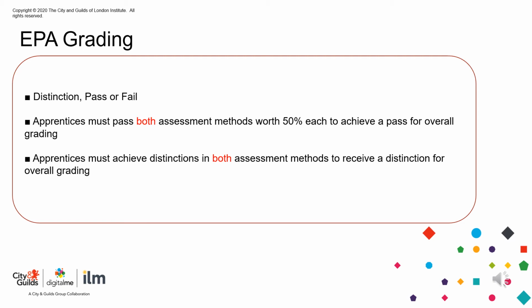The grading decision will either be a fail, a pass or a distinction. Please note that no merit grade is offered under this standard. Apprentices must pass both assessment methods, which are in turn worth 50% each, to achieve a pass overall. Apprentices aiming for distinction must achieve distinction grade in both assessment methods for an overall distinction.